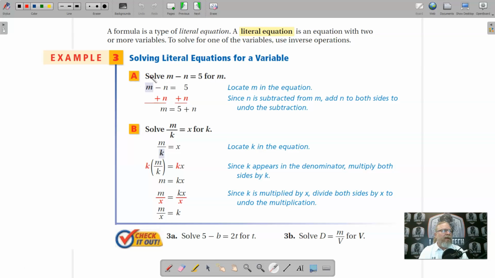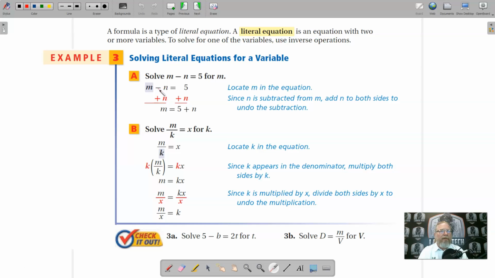So here we have example A, solve m minus n equals 5, and they want us to solve for m. First of all, is this a literal equation? Indeed it is. It has 2 variables, m and n. So let's go ahead and locate the m here. The m is located here. It's having n subtracted from it.